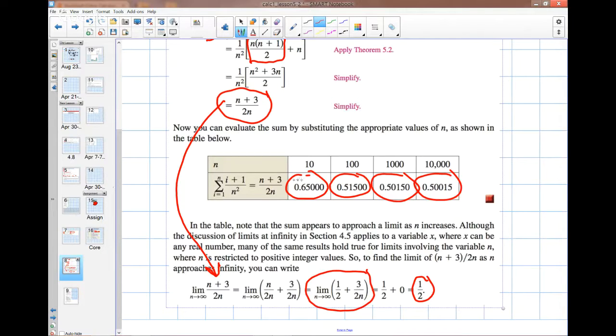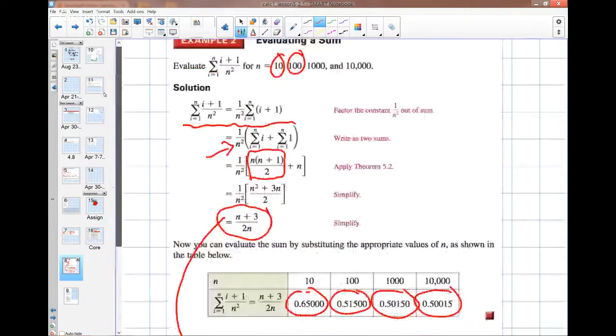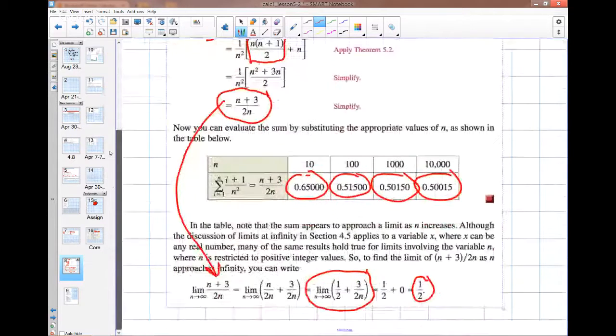So, anyway, that's what they're trying to show you in this example too. They were trying to show, hey, by looking at a chart and just taking n and increasing it like we did right here, we noticed that this seemed to be approaching 1/2. And then with a little basic limit notation, we found out, yeah, there really is a limit. That's where it's headed.